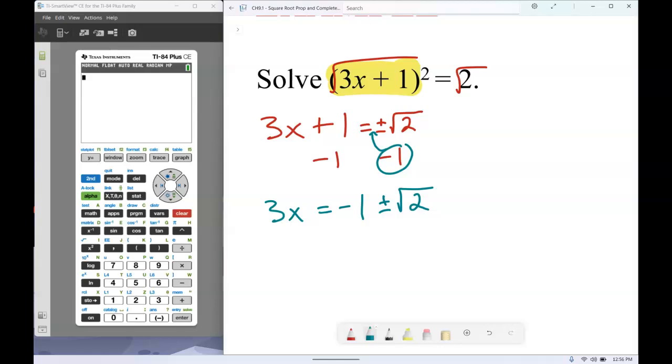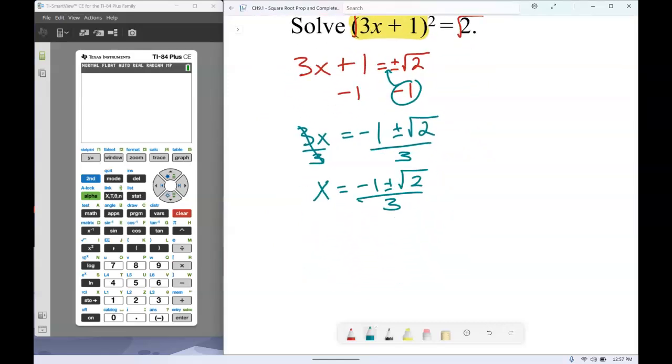All right, what about that coefficient? And there's our solution. X is isolated. So we have two answers. You don't have to write them separately, but it's important to note I've got negative 1 plus the square root of 2 over 3. And I have negative 1 minus the square root of 2 over 3.